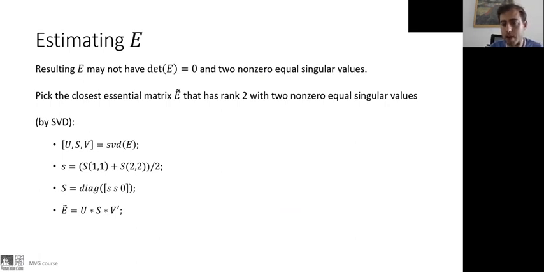Because you get a matrix by considering the point correspondences, but it's probably not a valid essential matrix. So you just want to project your solution to the closest element in the set of valid essential matrices.